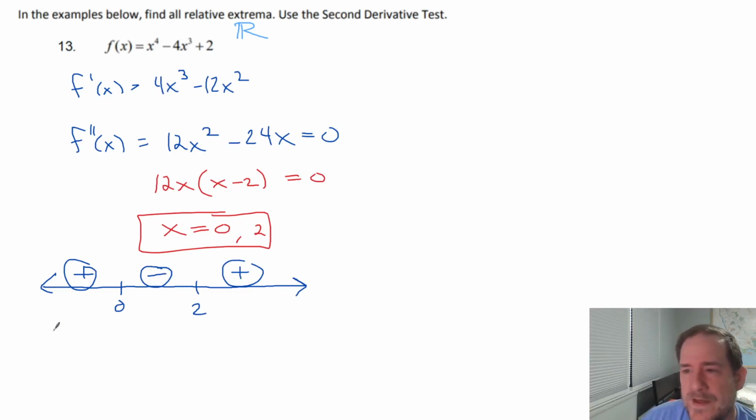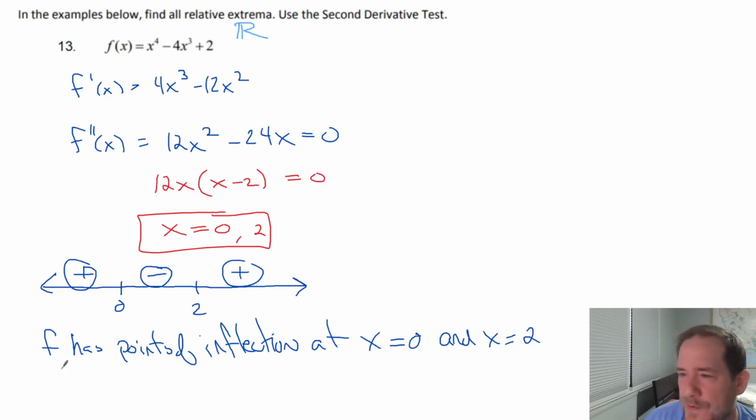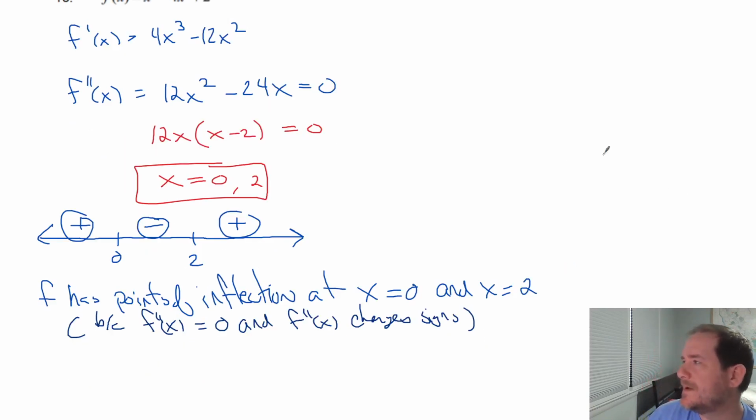So we would say that f has points of inflection at x equals 0 and x equals 2. And let me not forget to justify my work here, because f double prime of x equals 0 and f double prime of x changes signs. So make sure you give me all of that as your justification, don't forget.